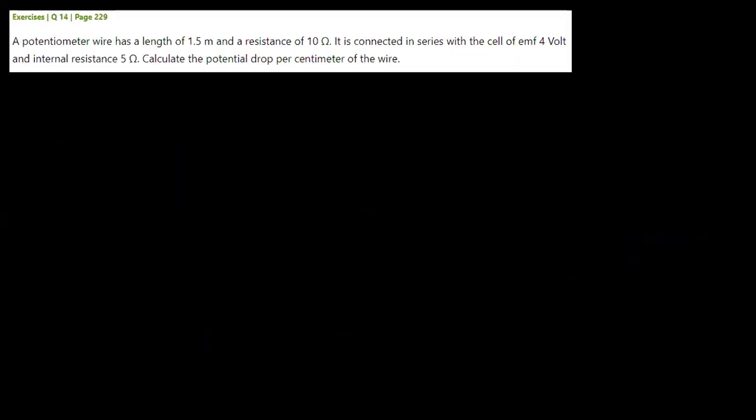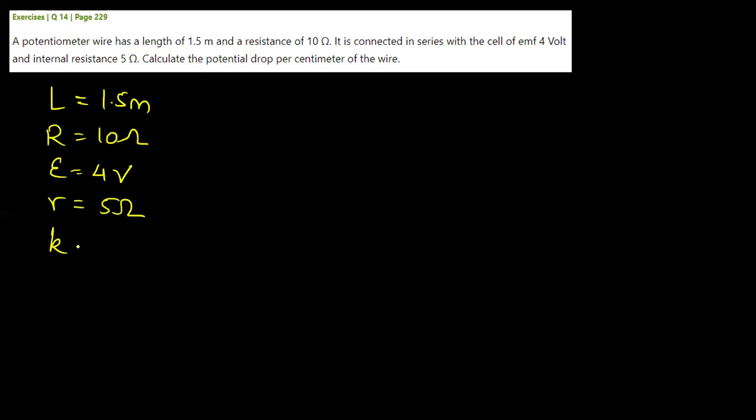A potentiometer is a wire of length 1.5 meter. So the potentiometer wire length L is given as 1.5 meter, and resistance capital R of 10 ohm. It is connected in series with a cell of EMF 4 volt and internal resistance r given as 5 ohm. Calculate the potential drop per centimeter of the wire. Potential drop per centimeter means K equal to V by L. That is our formula for potential gradient.